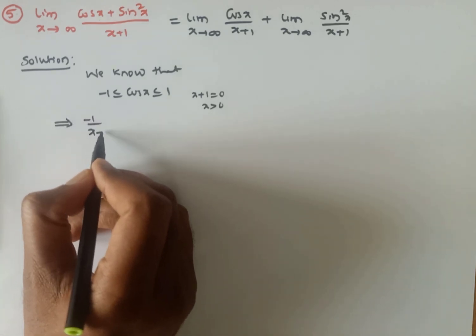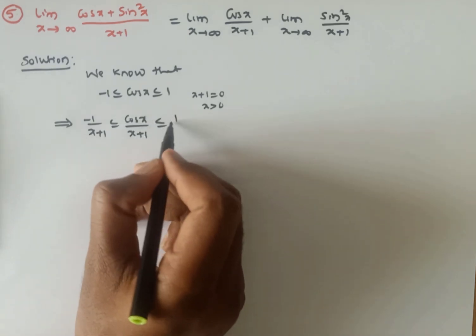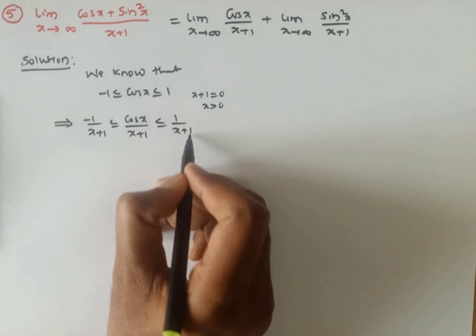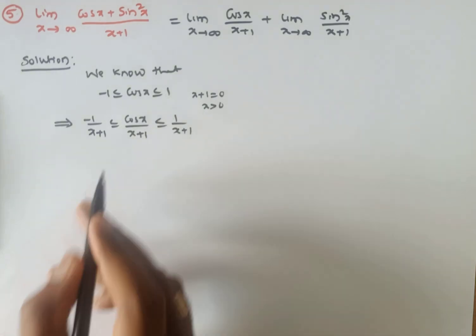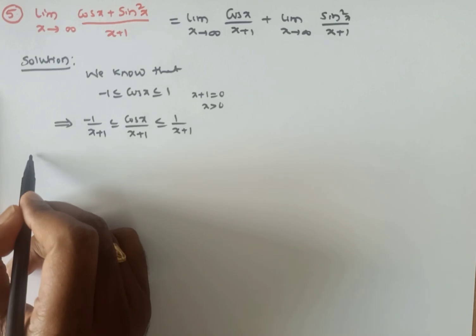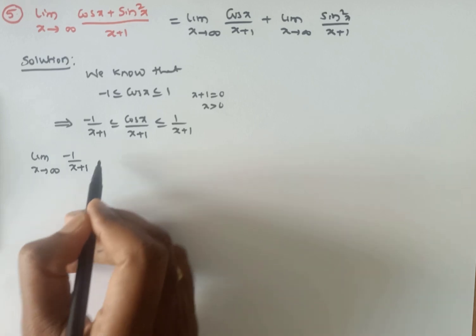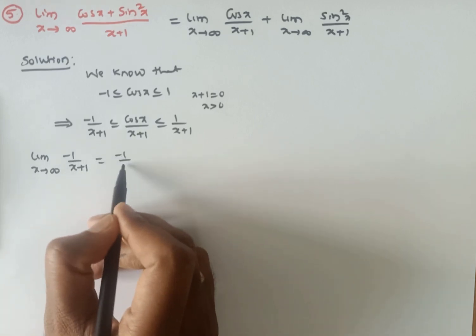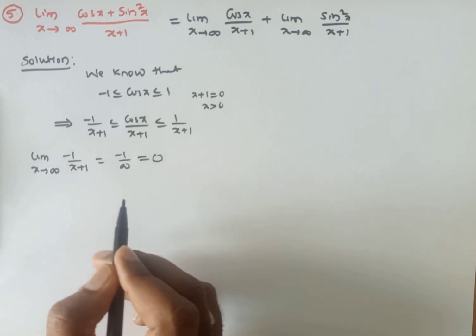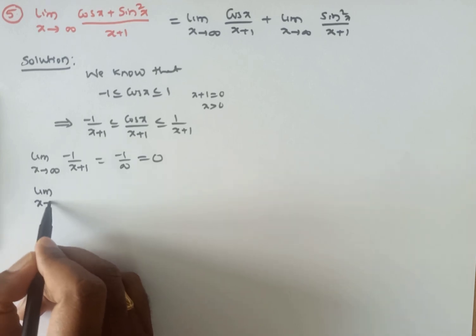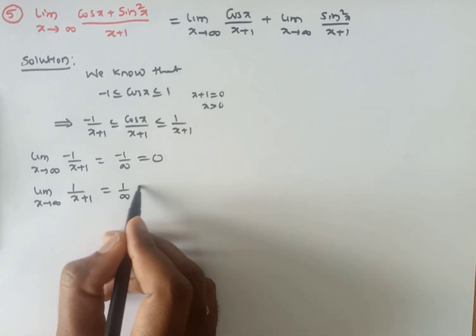Well, divide by x plus 1. So minus 1 by x plus 1 is less than or equal to cos x by x plus 1, which is less than or equal to 1 by x plus 1. Now it is like the f less than or equal to g less than or equal to h model. So find out the limit of this and this. Limit as x tends to infinity of minus 1 by x plus 1: this is minus 1 divided by infinity. Minus 1 by infinity means 0, minus 0, so that means 0 only. Similarly, find the limit as x tends to infinity of 1 by x plus 1. So this is 1 by infinity, which means 0.